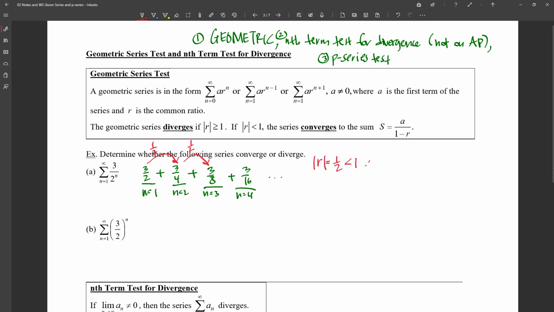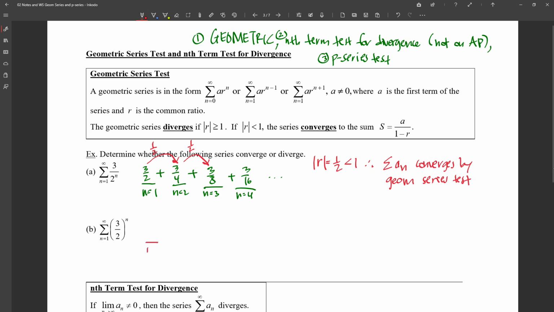Then what that means is I can say, therefore, this series converges by the geometric series test, okay? And this is my answer. Technically, you could just say r is equal to 1/2, less than 1 here, but the definition is the absolute value of r.